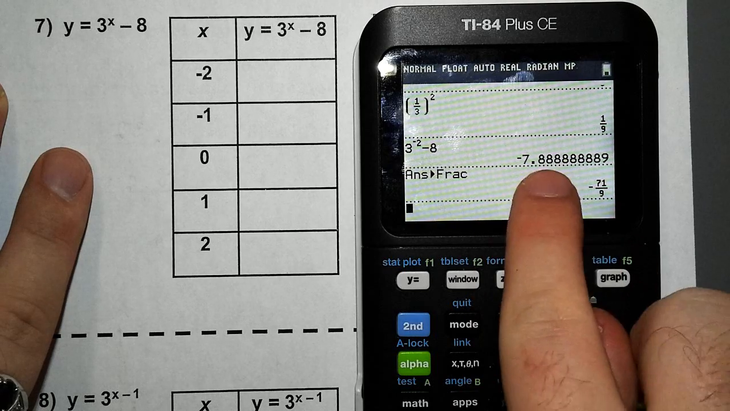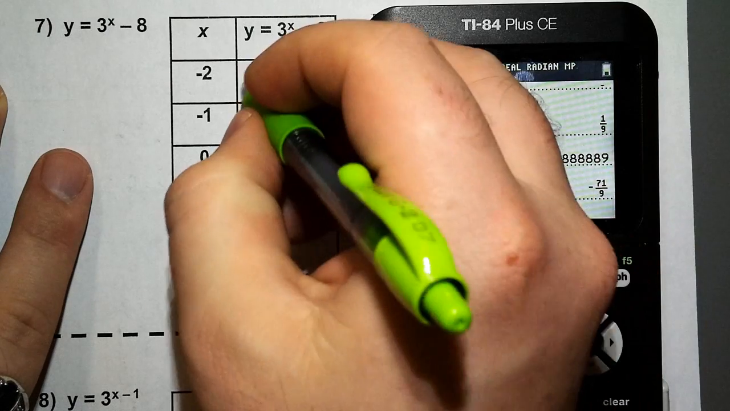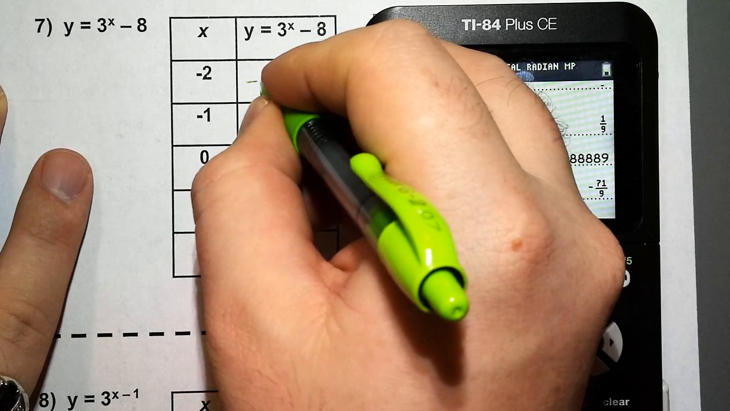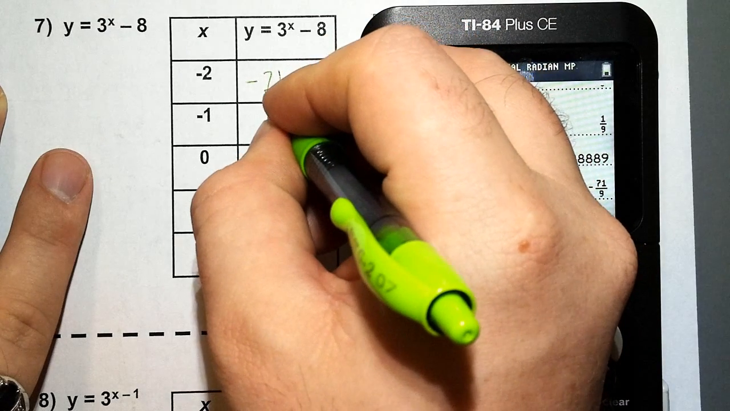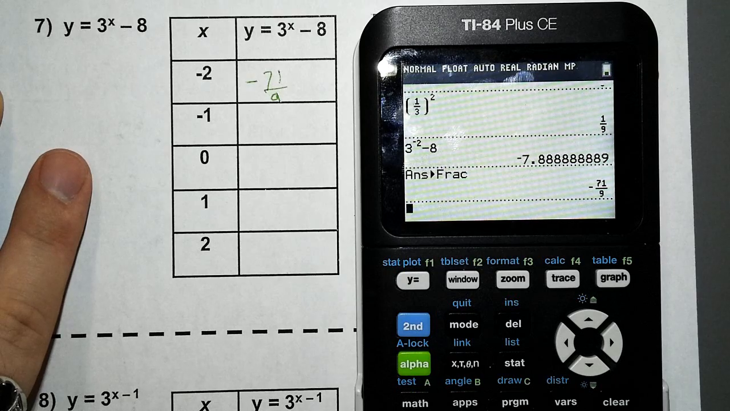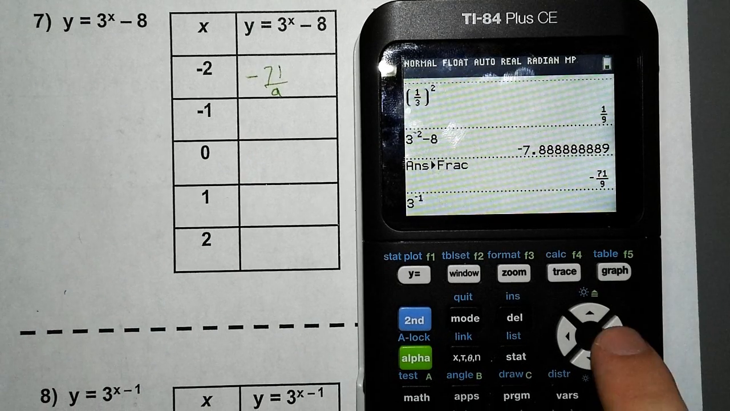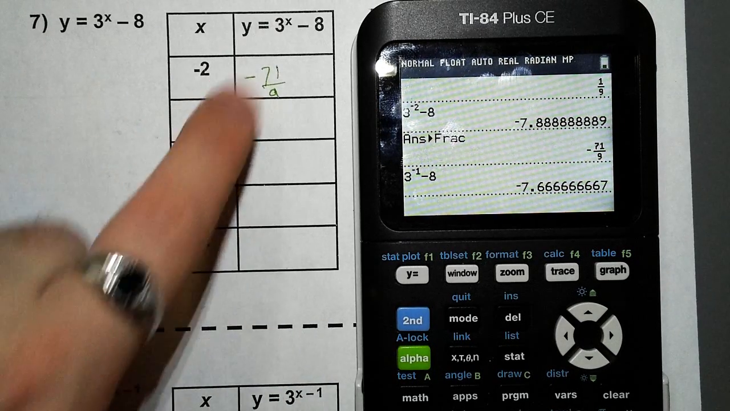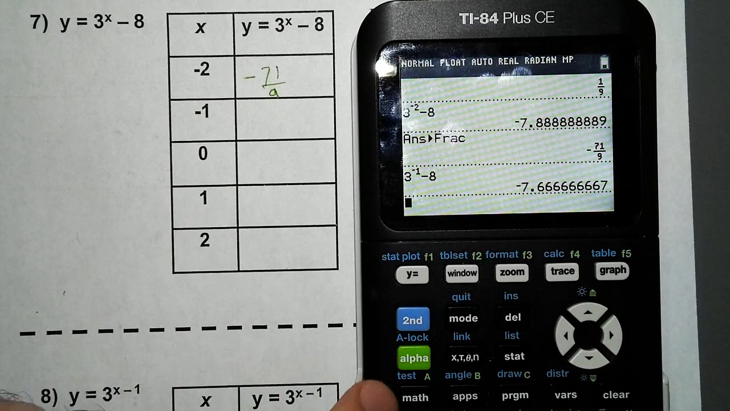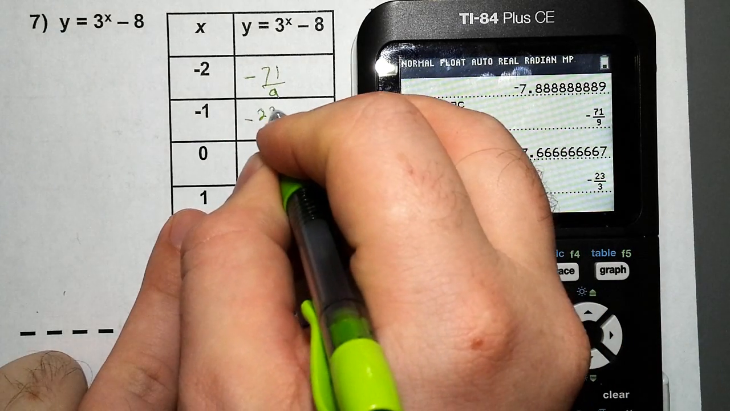So it goes in there 7 times, 7 wholes, and 0.88 is 8/9. So let's actually leave it as 71 over 9. Now let's move on to negative 1. So 3 to the negative 1, and then minus 8. All we're doing is plugging in each of these numbers for that x there. In this one, it ends up being negative 23 over 3.